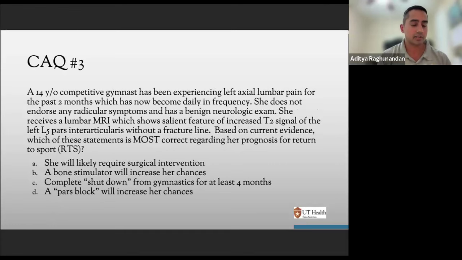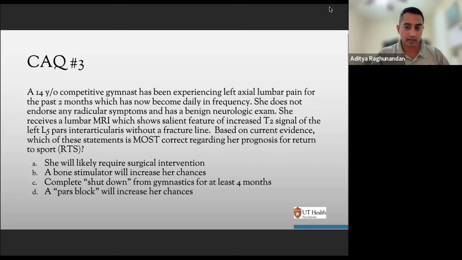And then the last question here. A 14-year-old competitive gymnast has been experiencing left-sided axial pain for the past 2 months, which has now become daily in frequency. She does not endorse any radicular pain and has a benign neurologic exam. She receives a lumbar MRI, which shows the salient feature of an increased T2 signal of the left pars interarticularis without a fracture line. Based on the current evidence, which of these statements is the most correct regarding her prognosis for return to sport? So this wasn't explicitly in the slides, but this is an extrapolation of some of the things that we talked about.